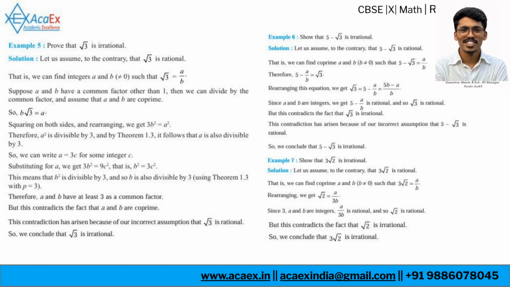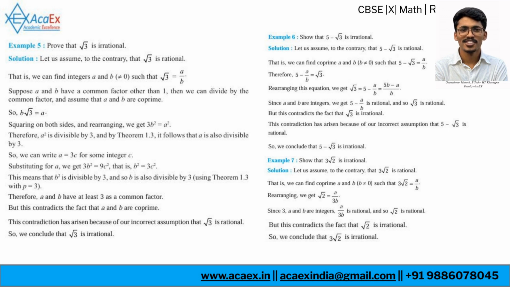More proofs of irrationality. The same proof by contradiction method can be used to prove that other numbers are irrational. Example 5. Prove that the square root of 3 is irrational. The proof follows the exact same steps as the proof for the square root of 2, by assuming it is rational, a by b, and showing that this leads to a contradiction where both a and b must be divisible by 3.